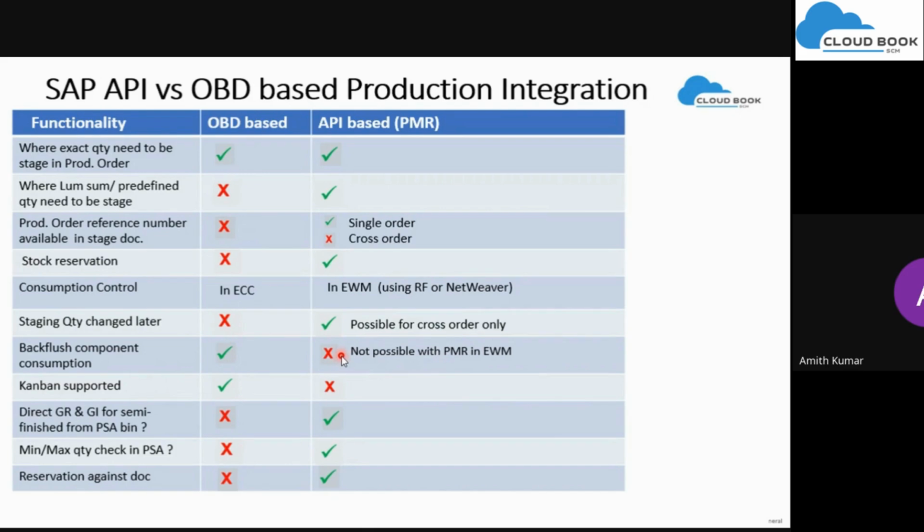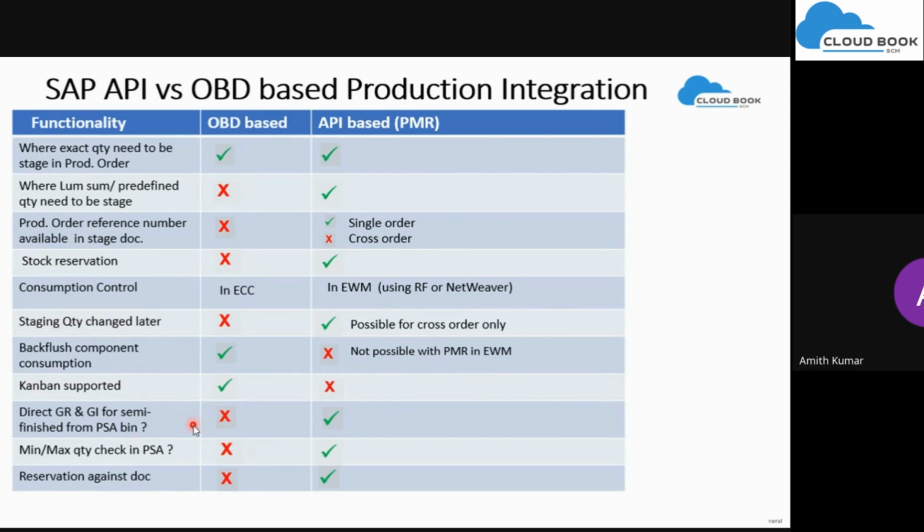But we can achieve this, for that we'll have to create a delivery. So the moment I confirm my production order, it will create a delivery only. That delivery goes to EWM and we can auto PGI that delivery. That is the secondary part. What we are trying to say here is that with PMR, we will not be able to achieve the automatic backflushing of the component. Right, then I think that's it. Let's not go into the details of it.